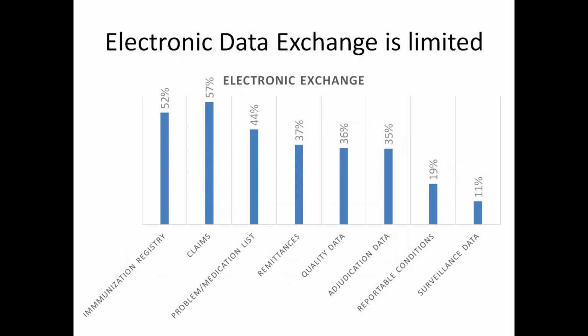The one thing that we also were surveying our members on was the data exchange, because we think it's incredibly important for the integration of care, and I thought this in the context here was interesting. This is capability. This is not actual exchange. This is having the capability of exchange. And you can see the capabilities are pretty good when it comes to immunizations and claims, but when it comes to things like reportable conditions and surveillance data, capabilities drop off to very small numbers. So clearly there is a lot of work to be done, and there's a lot of need to improve electronic health records.